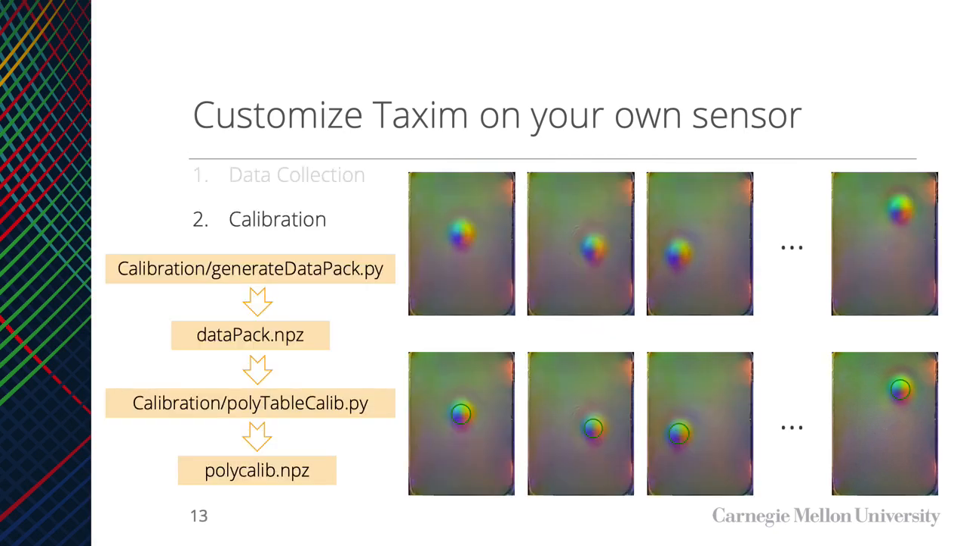Then we use the script generate_datapack.py to label the location and the size of the sphere in the tactile images. This will be saved in the datapack.mpz file. Given the physical parameters of the sphere, we can extract the normals of each point of the sphere, and then use these to calibrate the polynomial mapping function by running polytape_calib.py. The calibration parameters are saved in polycap.mpz.